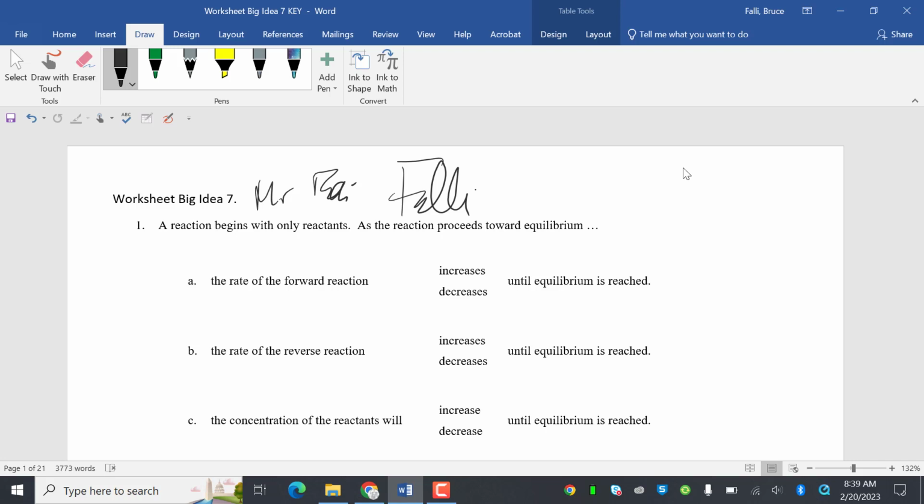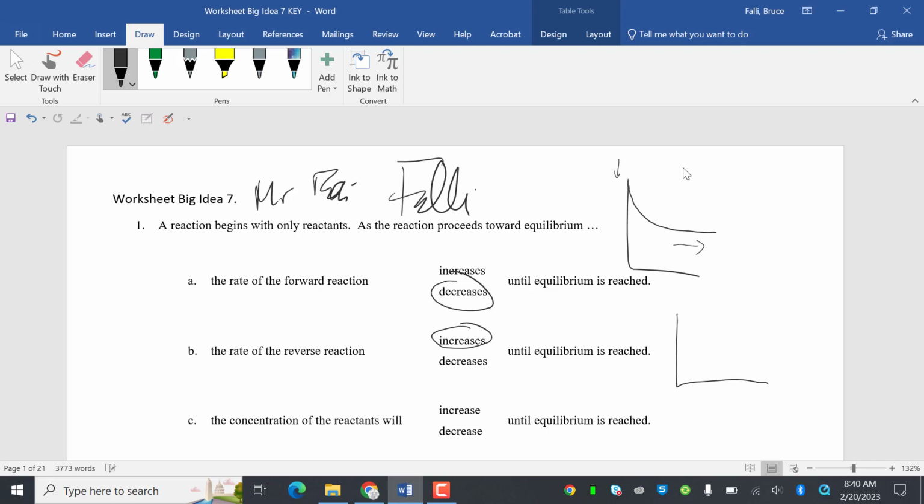At the start, a reaction means only reactants. As a reaction proceeds towards equilibrium, the rate of the forward reaction will decrease. So remember, if you're looking at the rate of these things, the amounts would go down. Well, no, it wouldn't. I drew that wrong. The slope starts out near infinity and ends up near zero, so the rate decreases. The rate of the reverse reaction would increase.